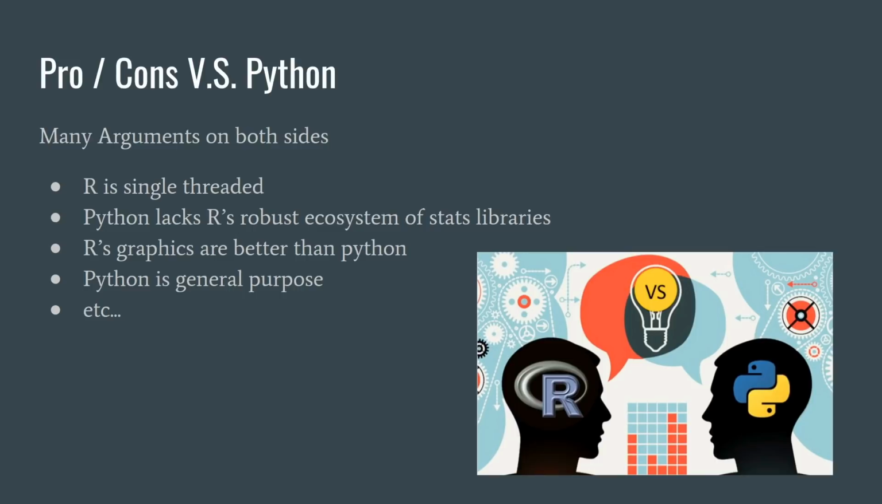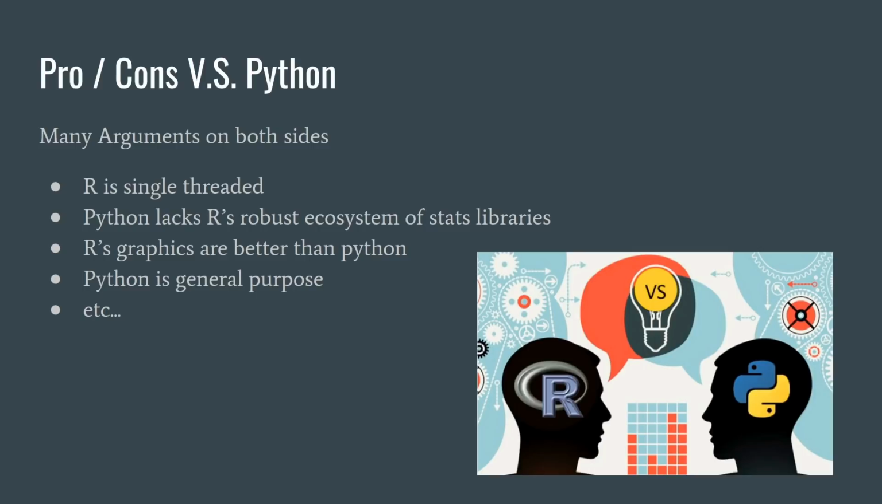And R's graphics are infamously better than Python. R's graphics using the ggplot2 package are used in publications like the New York Times. I think the Chicago Tribune uses it. A lot of the infographics and visualizations you see in modern journalism or scientific literature are all done usually with R.